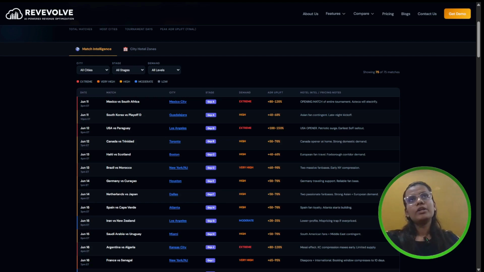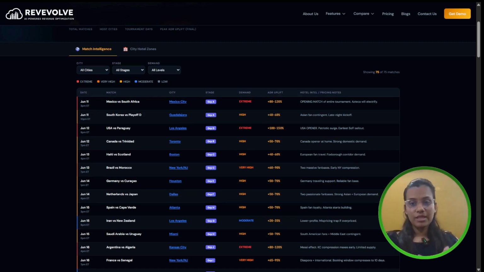Also, we are talking about hotel zone analysis within the city. Within each host city, hotel zone matters, right? Proximity to the stadium. I can say use this framework that I have found out for your property: premium zone, secondary zone, and value zone. So, the premium zone is walking distance to the stadium. It can command a 200 to 250% premium during peak matches.